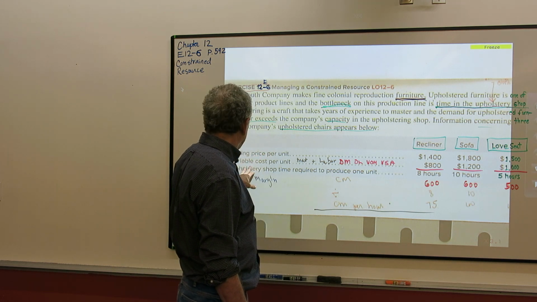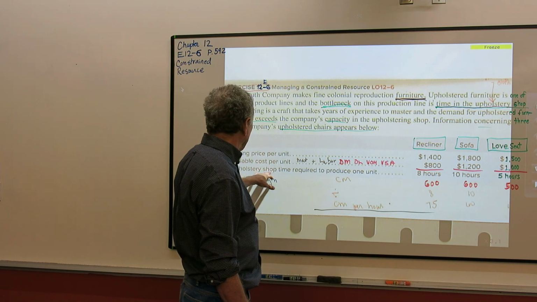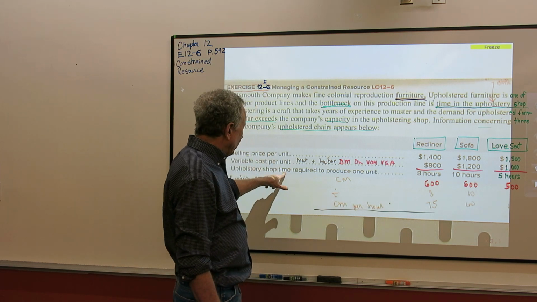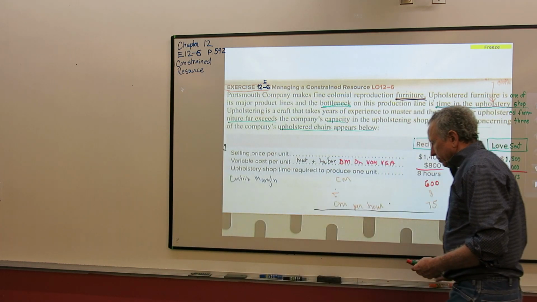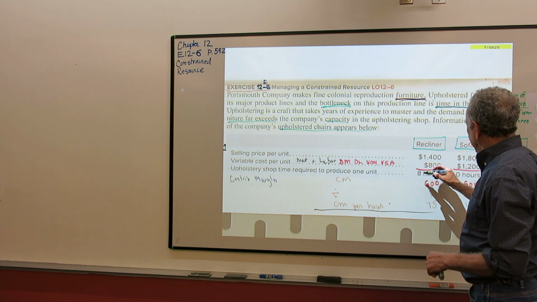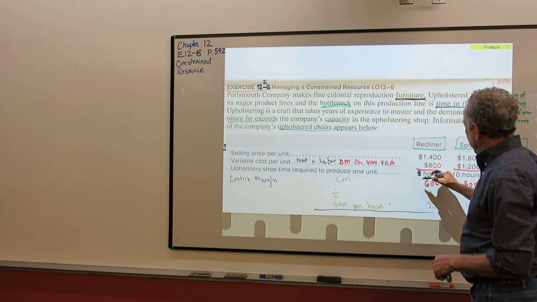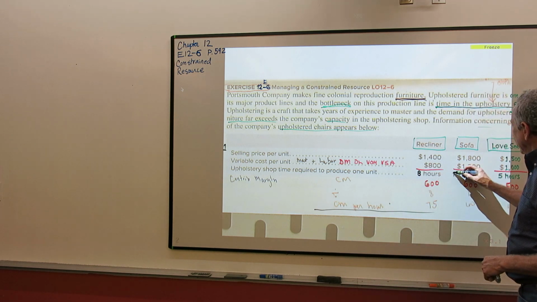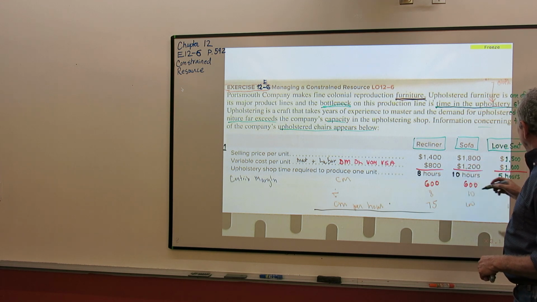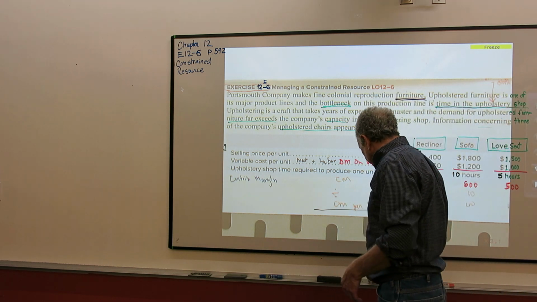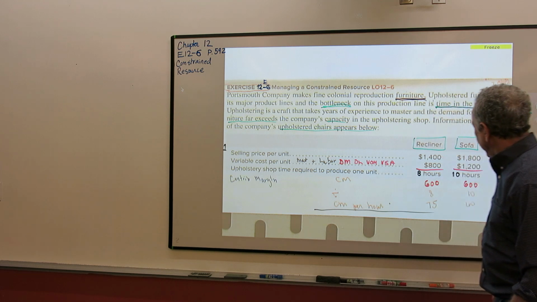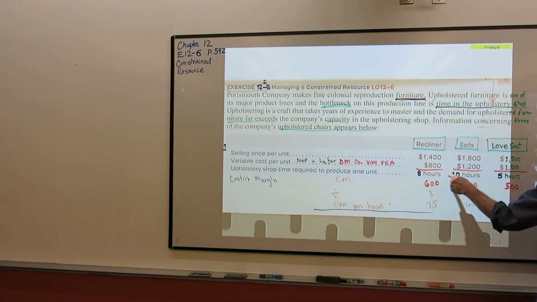again, let me see, the selling price, unupholstered. Oh, then it takes the upholstery shop, what's it take? It takes 8 hours to make a recliner, it takes 10 hours to make a sofa, and it takes 5 hours, again, to make a love seat. And I don't know what the questions are on this, but I'll guarantee you they have something to do with the time constraint.